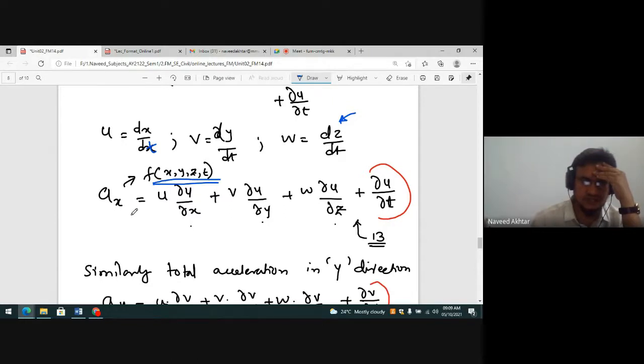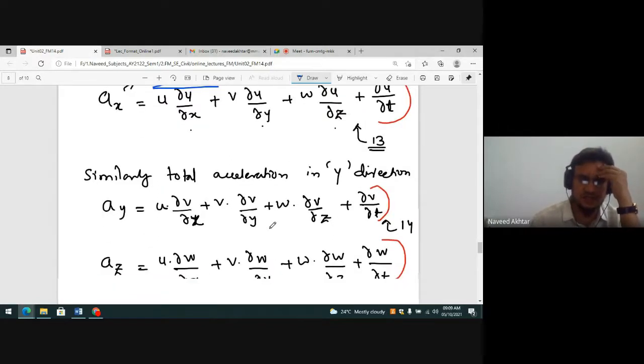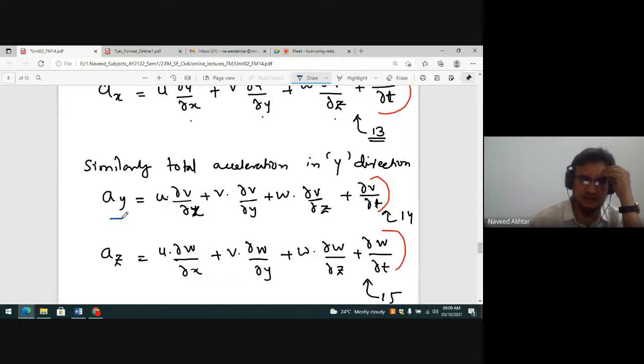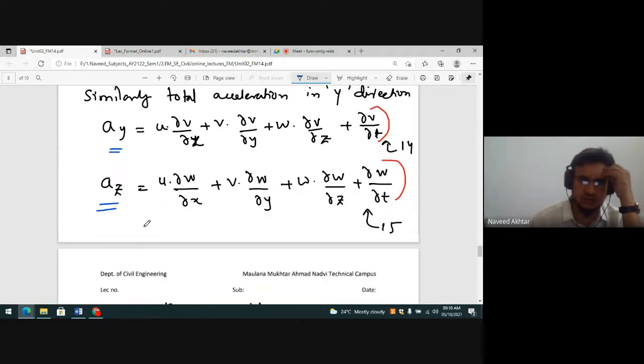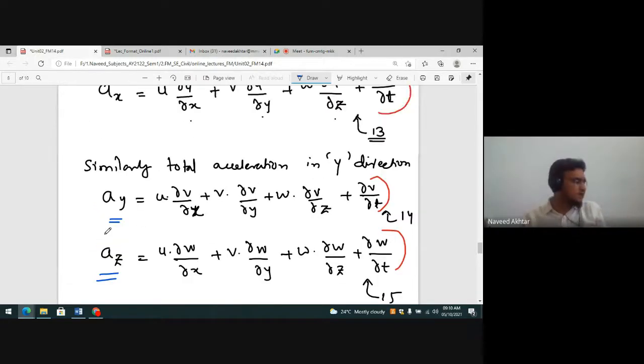The acceleration in the x direction will be dou u by dou t plus u dou u by dou x plus v dou u by dou y plus w dou u by dou z. Similarly, for the y direction, ay is u into dou v by dou x plus v into dou v by dou y plus w into dou v by dou z plus dou v by dou t. Similarly, for the z direction, you can write down u into dou w by dou x and so on. So that is the velocity and acceleration component.